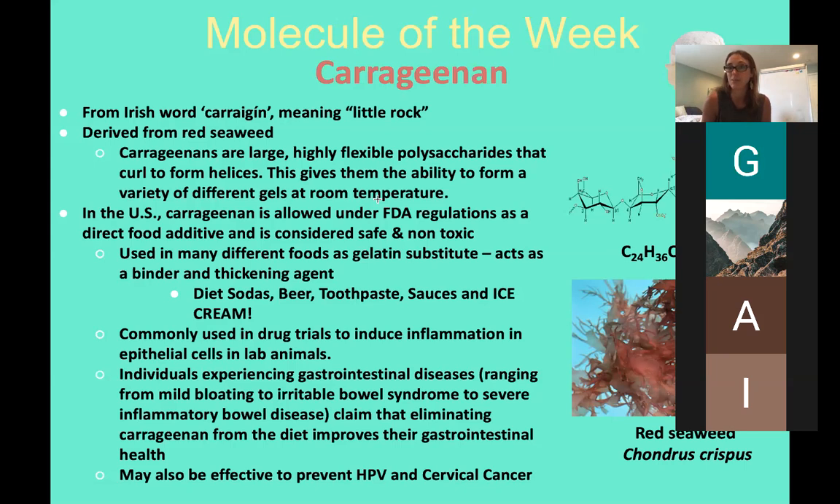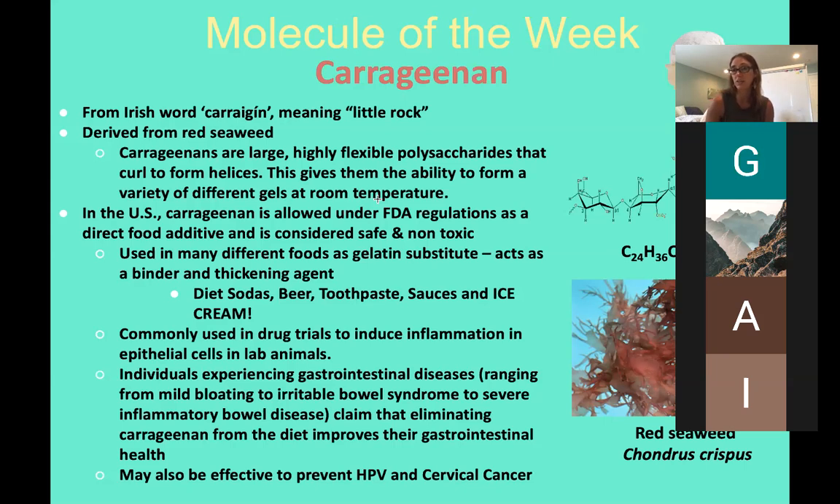So you may have heard that ice cream is made from seaweed. It's because of this molecule, carrageenan. It's also found to cause some inflammation in epithelial cells. So what that means is, all the cells that line your digestive tract are epithelial cells, they're the cells on the surface, right? And they found that carrageenan can actually cause inflammation in those cells. And so people with diseases like irritable bowel syndrome or any severe inflammatory bowel disease claim that eliminating carrageenan from their diet helps to improve their gastrointestinal health.